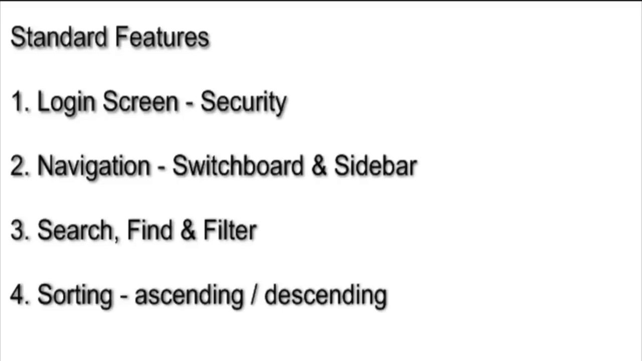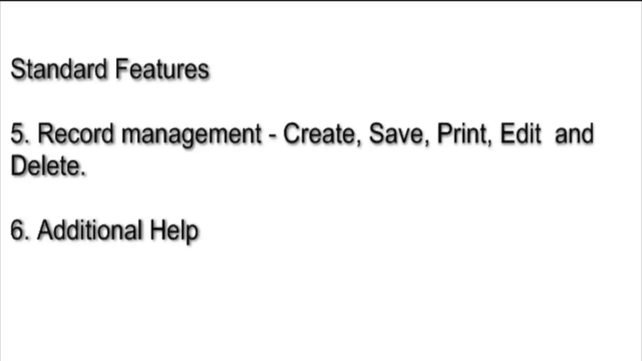2. Application navigation switchboard, as well as sidebar navigation. 3. The ability to search and find particular records within the database. 4. The ability to sort the records by a particular column and within a particular direction, whether ascending or descending. 5. Several record maintenance functions, which include create records, save records, print, edit, and delete records within the database. And 6. A link for getting help fast at Help4Access.com.